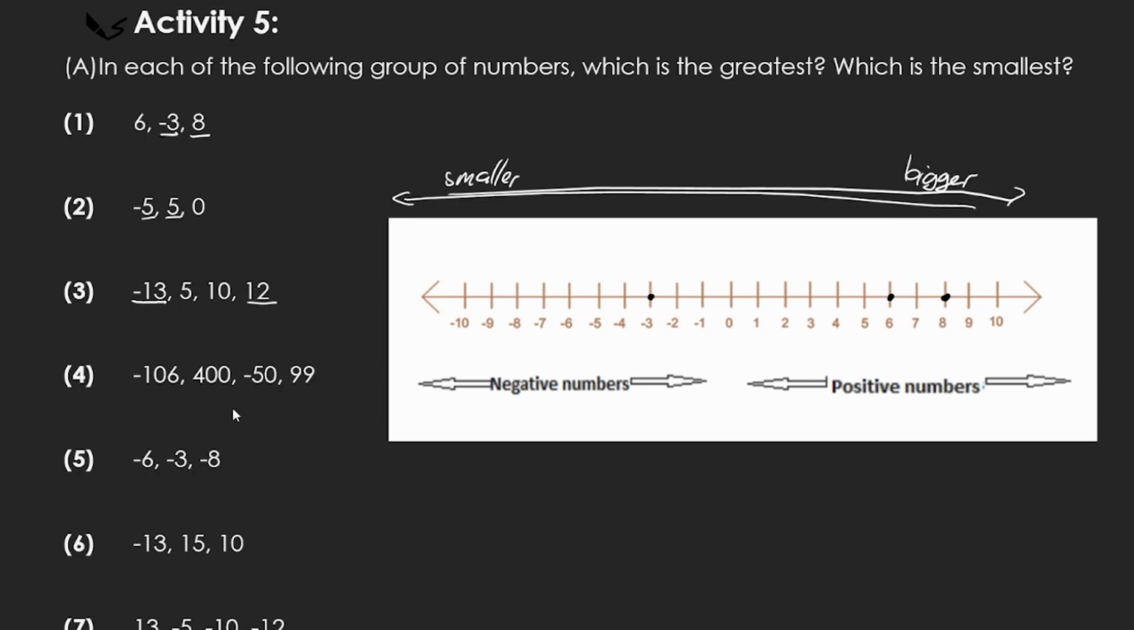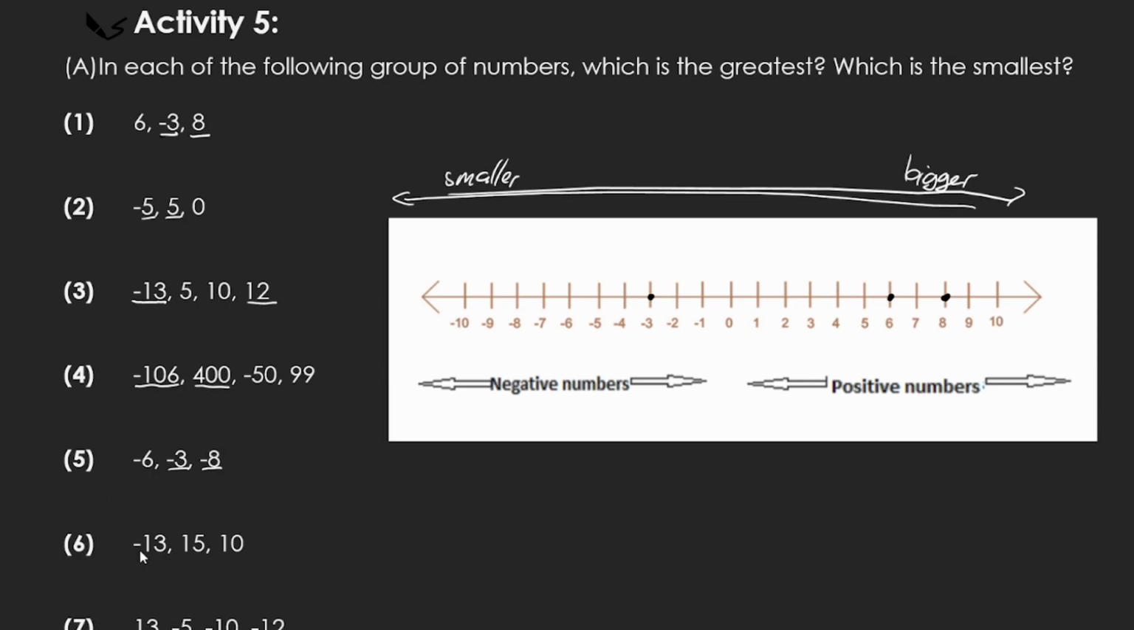Number 4, we have 2 negatives, but the larger the number in the negative value, the smaller it is. So between negative 106 and negative 50, negative 50 is the larger one. So the smallest number here is negative 106. We have 99 and 400 for our positive integers. Of course, 400 is the greater number. Number 5, we have 3 negative numbers. The larger the number on the negative side, the smaller it is. This is the smallest. This is the greatest.